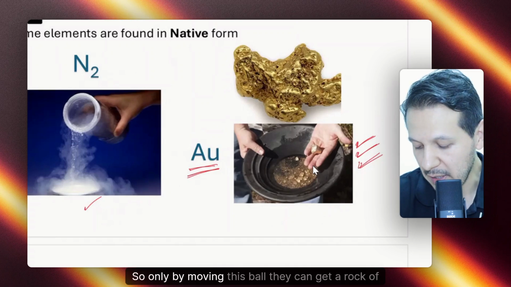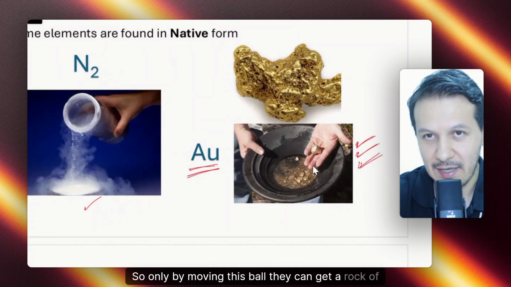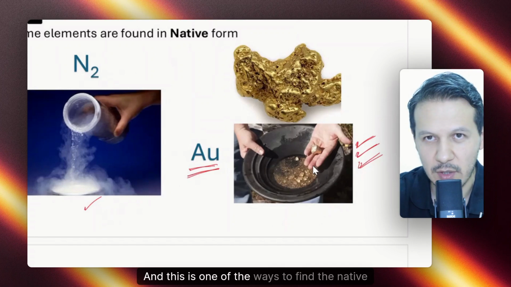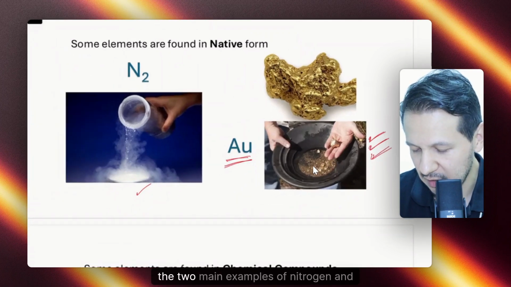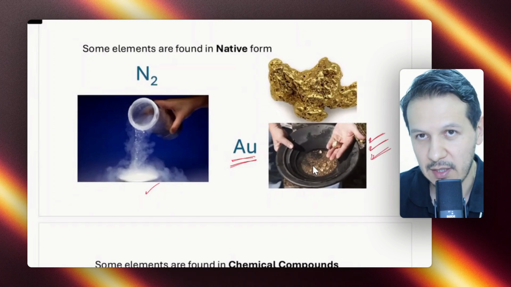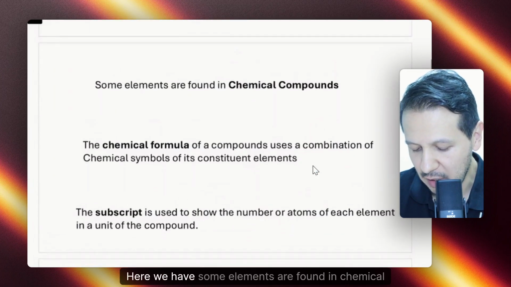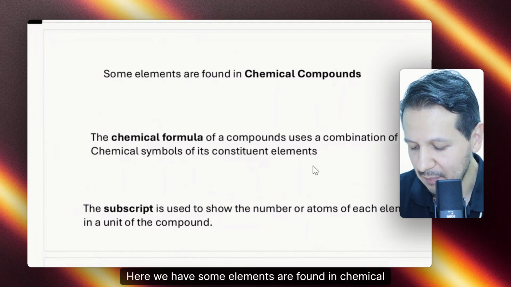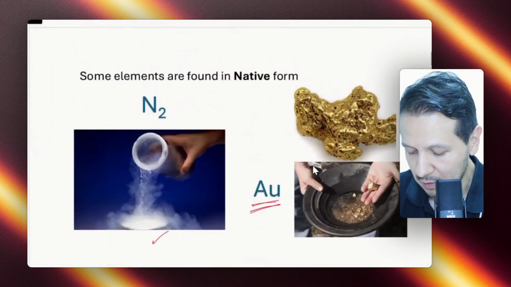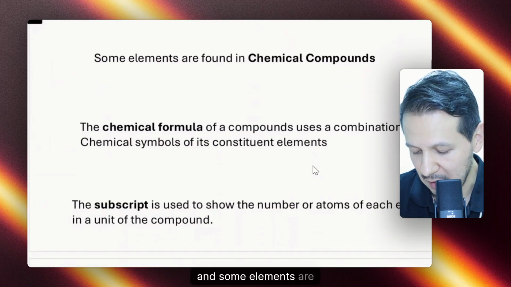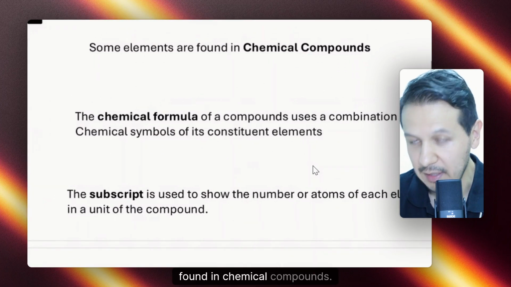So only by moving this ball, they can get a rock of gold. And this is one of the ways to find the native form. These are the two main examples, nitrogen and gold. Here we have some elements found in chemical compounds. So some elements are found native and some elements are found in chemical compounds.